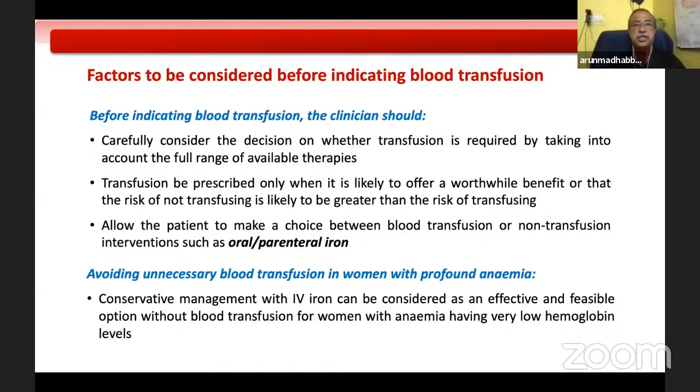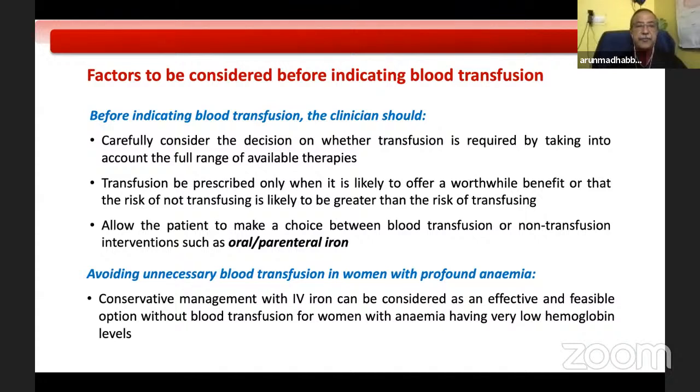Carefully consider the decision whether transfusion is required by taking into account the full range of available therapies. And this is where we need to have our knowledge of what the available therapies are. Transfusion should be prescribed only when it is likely to offer a worthwhile benefit, or when the risk of not transfusing is likely to be greater than the risk of transfusing. Allow the patient to make a choice between blood transfusion or non-transfusion interventions such as parenteral iron.